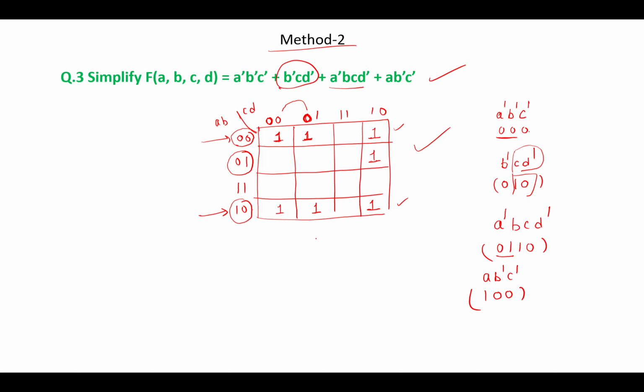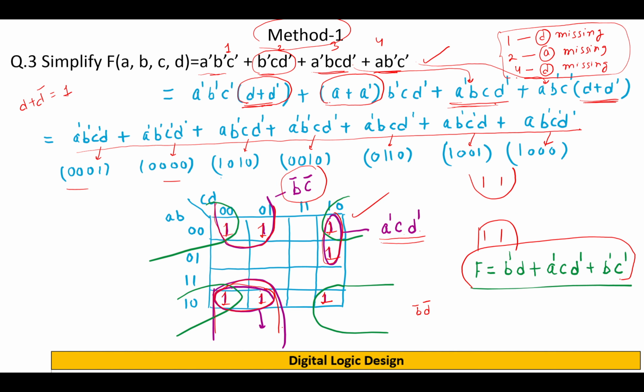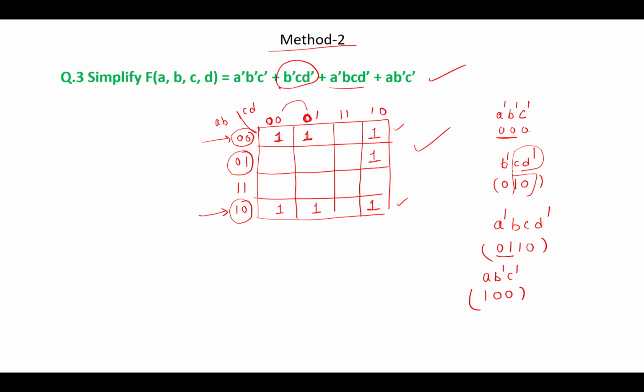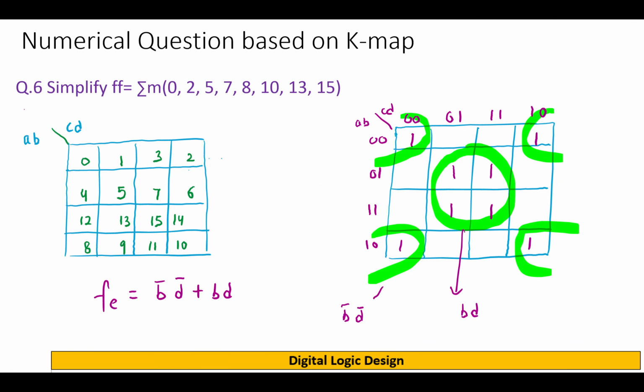Okay, so I think you understand these two concepts. In the first concept we have to include the missing term, and then we have to locate the min term in the K map. But the second method is very easy, and here we can solve this question quickly. Okay, one more question I give to you.